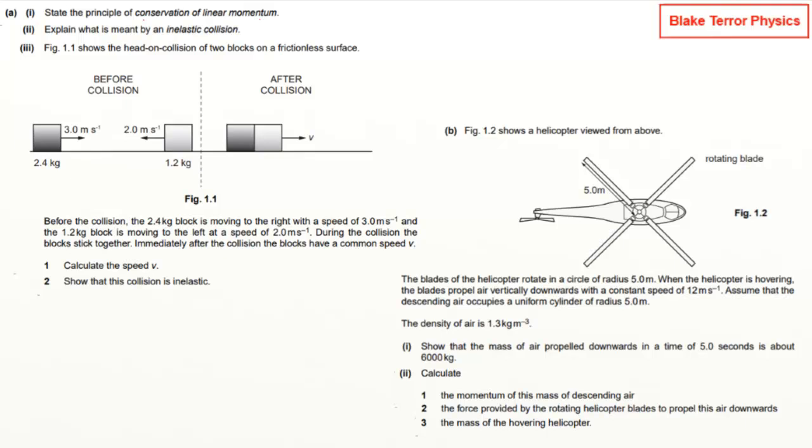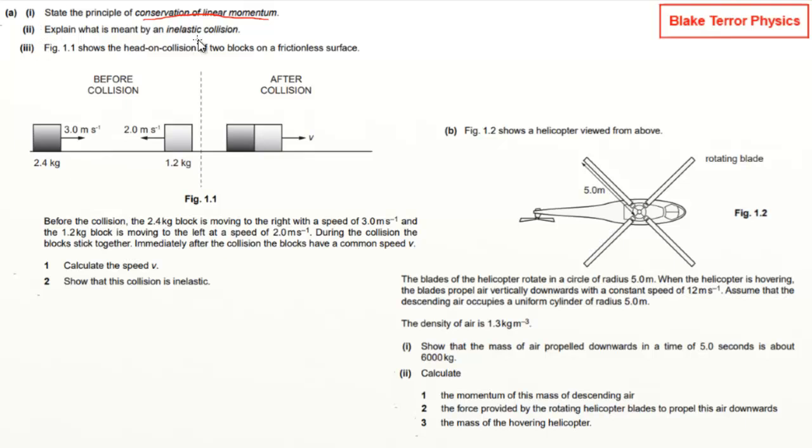Hello, here's some more questions on Newton's laws and various things associated with that. So we're starting with some definitions. We've got state the principle of conservation of linear momentum. So you want a couple of things here. You want to say that total linear momentum remains constant, but the other thing is that it is in a closed system. So make a mention of closed system in there, otherwise you haven't really stated the full conservation law.